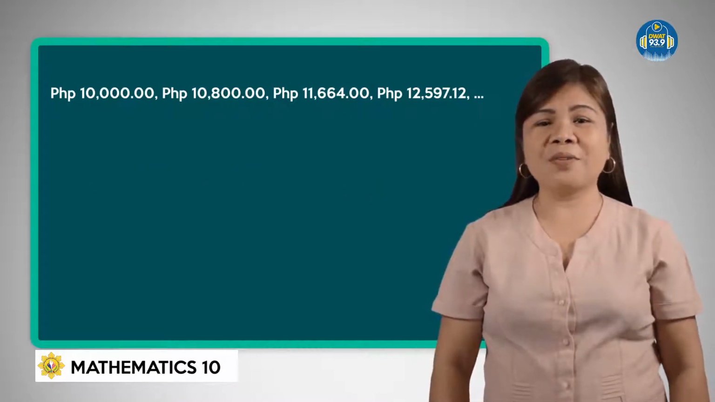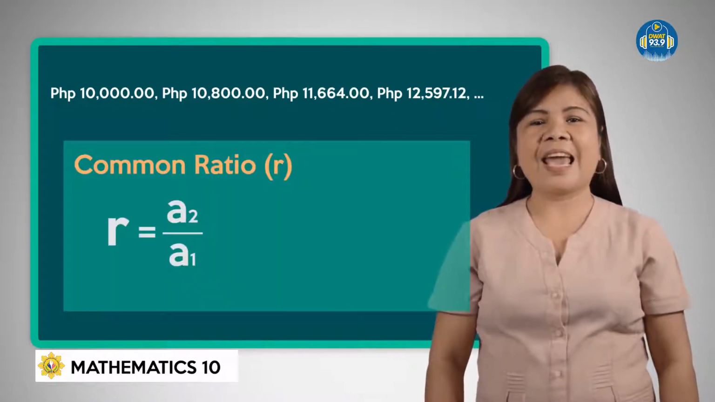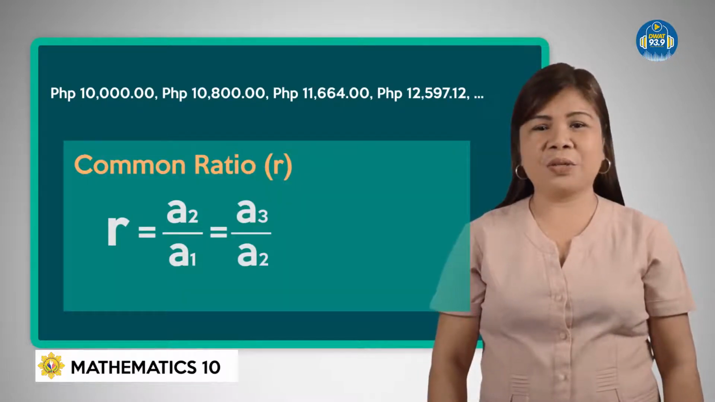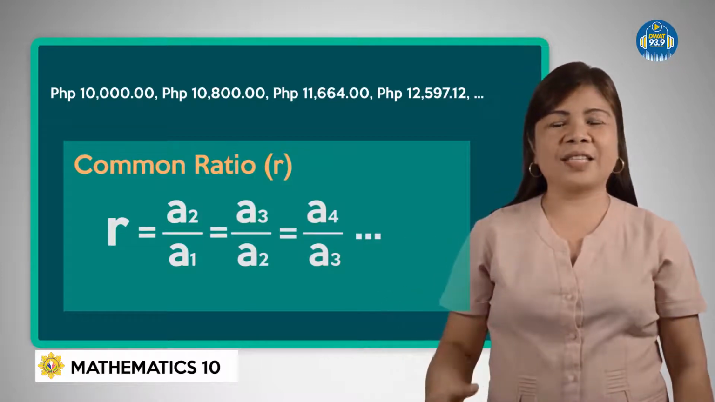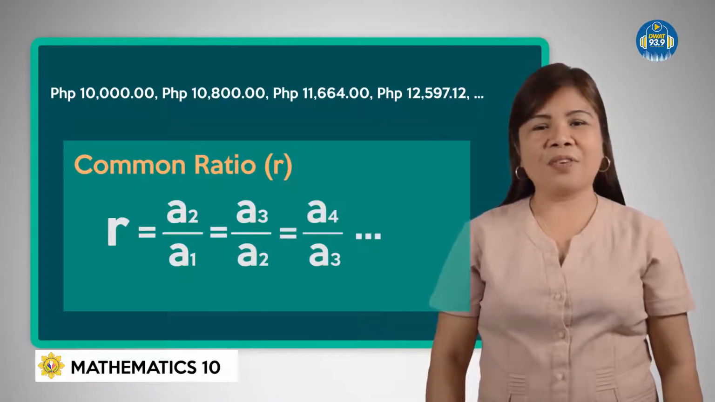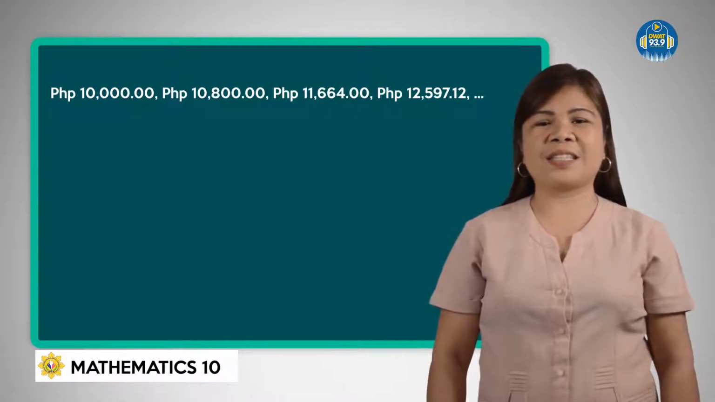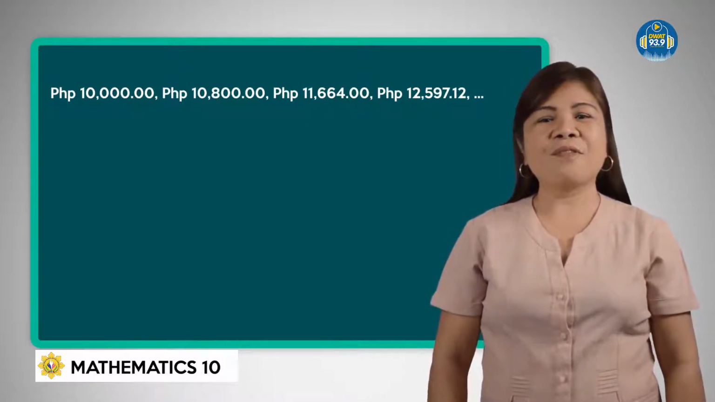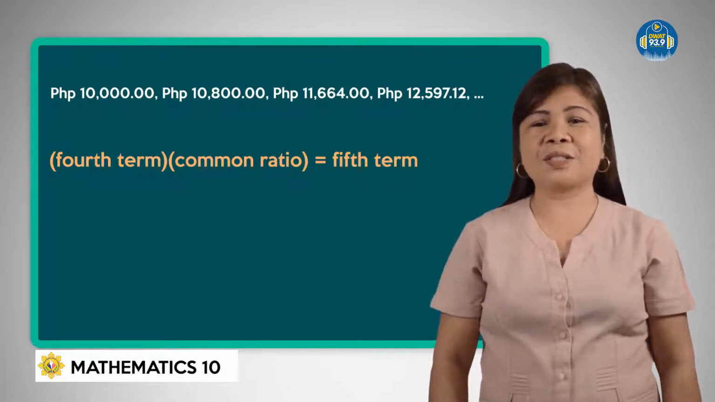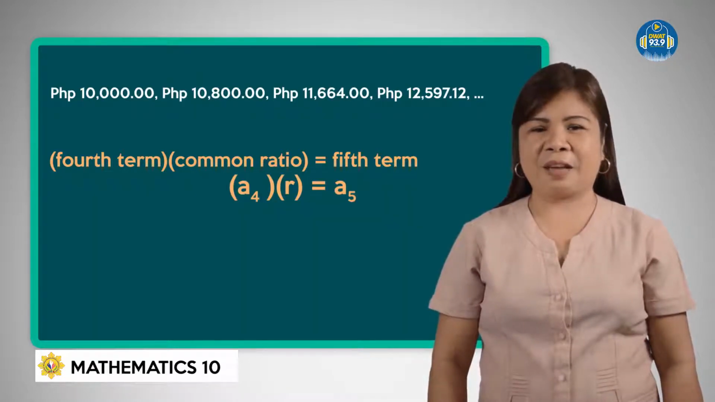How will you obtain the common ratio? The common ratio is obtained by A sub 2 over A sub 1, or A sub 3 over A sub 2, or A sub 4 over A sub 3, and so on, up to the succeeding term over the preceding term. Therefore, the fifth term of the sequence can be obtained by the fourth term times the common ratio equals the fifth term. A sub 4 times r equals A sub 5.